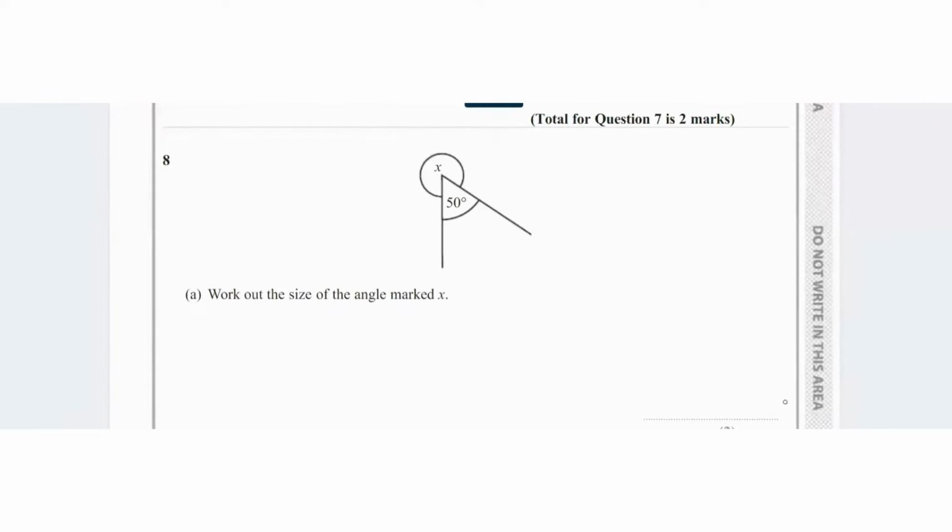Question 8 says, work out the size of the angle marked X. For this, you need to remember that angles around a point add up to 360.